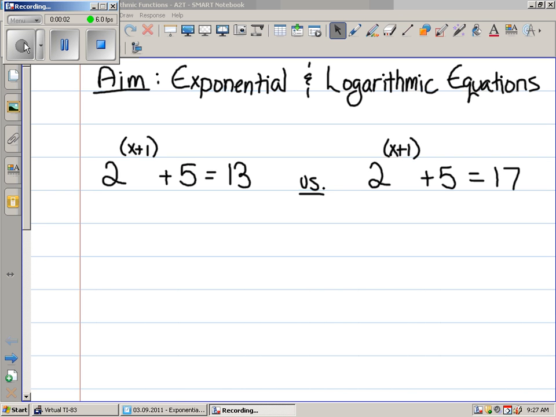Okay, so our topic of today is exponential and logarithmic equations. And this is an example that I wanted you to see. Your test coming up is on exponents and logarithms, and I have two problems. Don't they look almost alike? There is a big difference.